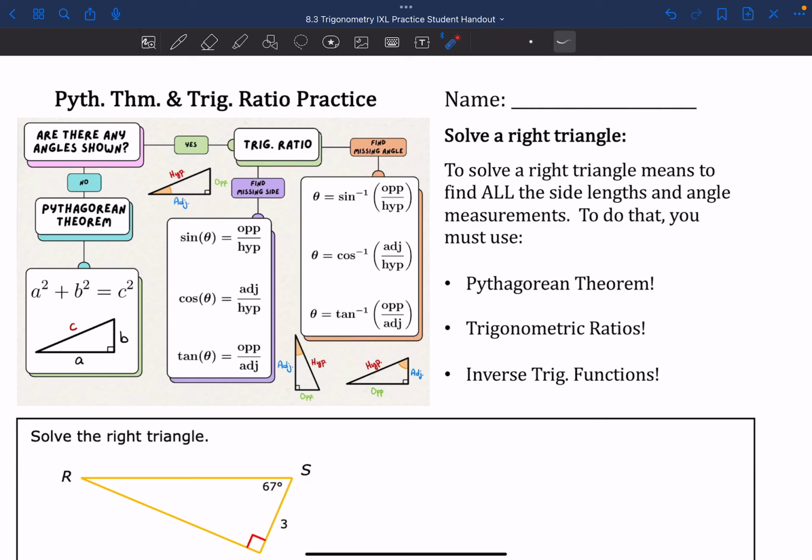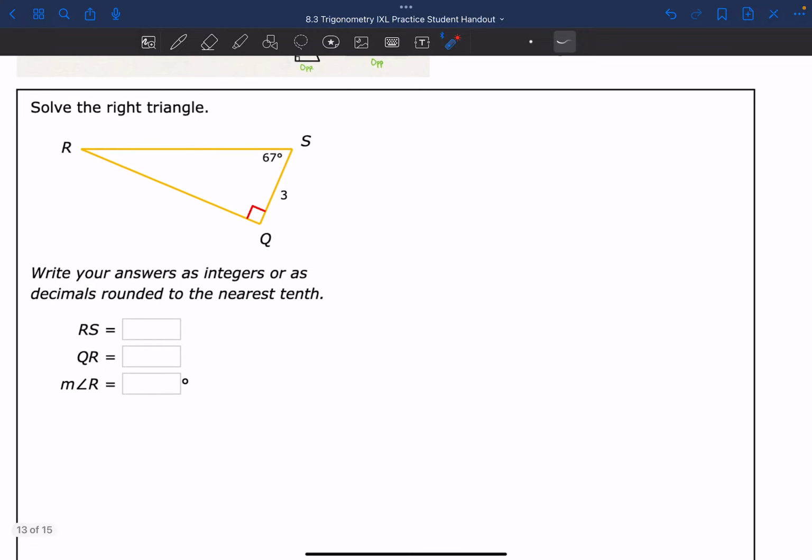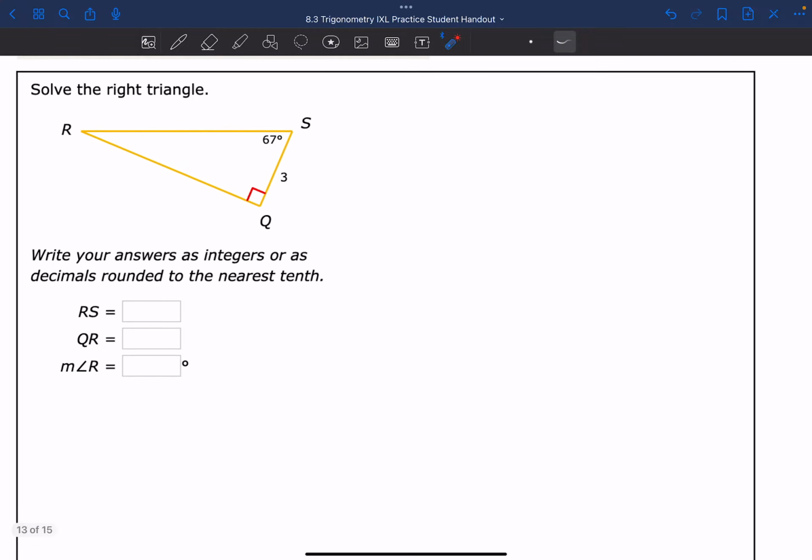All right, scholars, in this video, we're going to solve a right triangle. What does it mean to solve a right triangle? Well, it means to find all the side lengths and angle measurements. To do that, we need to combine everything that we've learned: Pythagorean theorem, trig ratios, and inverse trig functions. Let's dive into it. There is one other thing that we need to talk about, but we're going to cover it right away in this example.